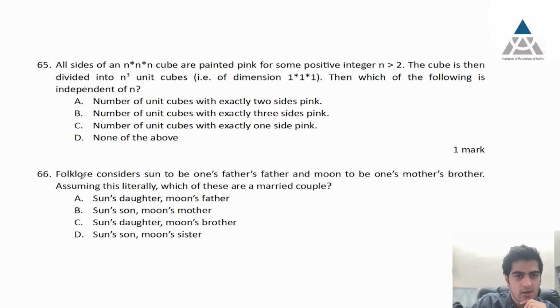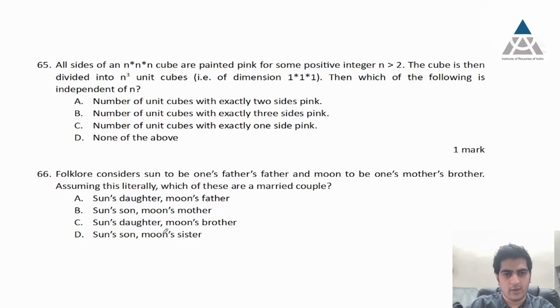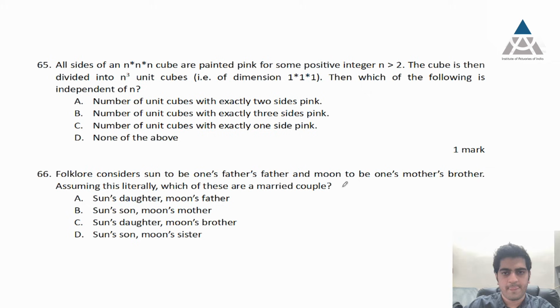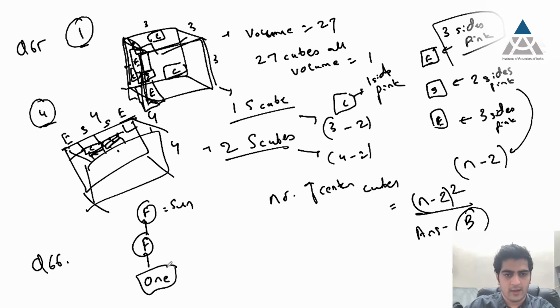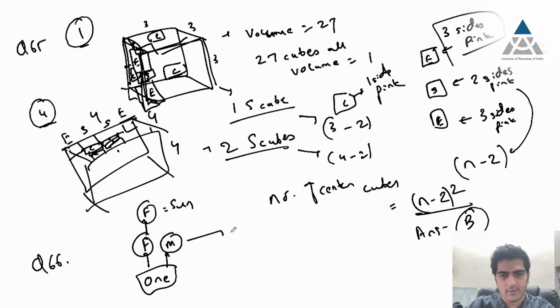So question 66 says, folklore considers sun to be one's father's father and moon to be one's mother's brother. Assuming this is literally the case, which of these are a married couple? Interesting. So again, instead of trying to make a mental note, let's create a chart. You have one, he has a father and he has a father, and this father is nothing but sun. And moon is one's, so one has obviously a mother and mother's brother. So mother's brother, that is moon.